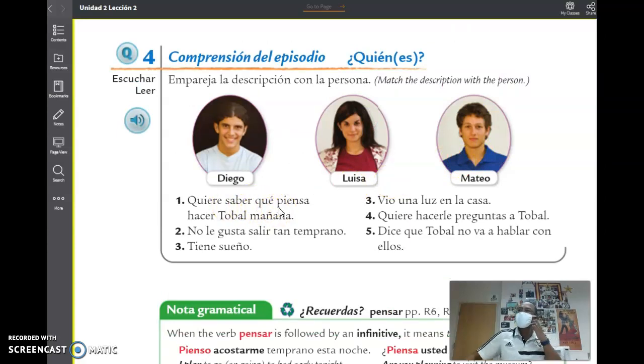¿Quieres saber qué piensa hacer Tobal mañana? Wants to know what Tobal is doing tomorrow. No le gusta salir tan temprano. Doesn't like to get out that early. Tiene sueño. He or she is sleepy. Vio una luz en la casa. Saw a light in the house. Quiere hacerle preguntas a Tobal. Wants to ask questions to Tobal. Dice que Tobal no va a hablar con ellos. Tobal is not going to speak to them. So you just have to determine who does these actions, and that is a simple one based on that script from pages 117 and 118.